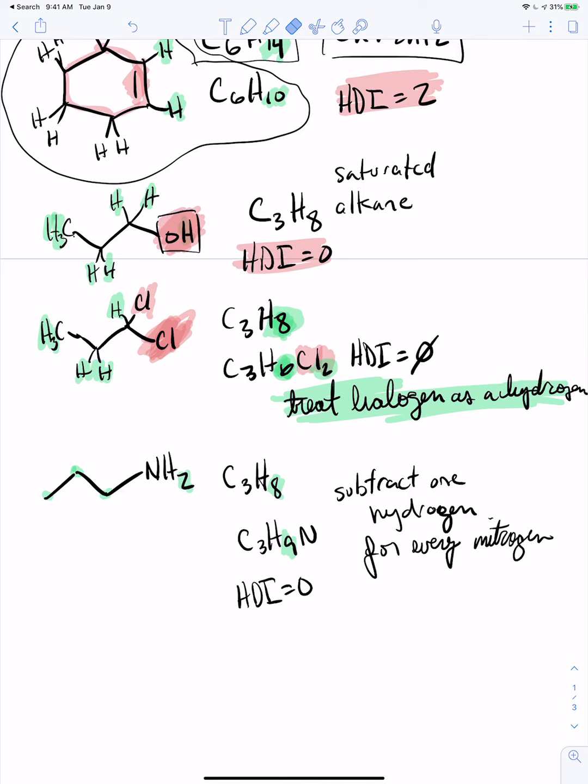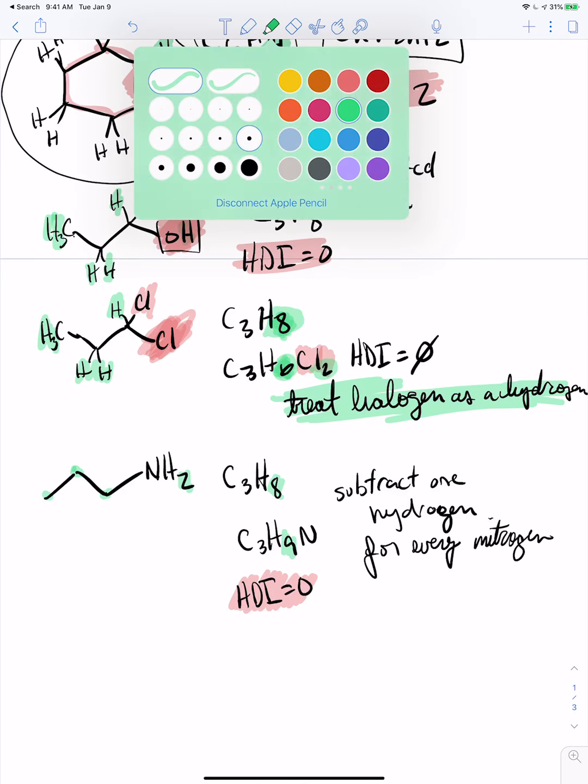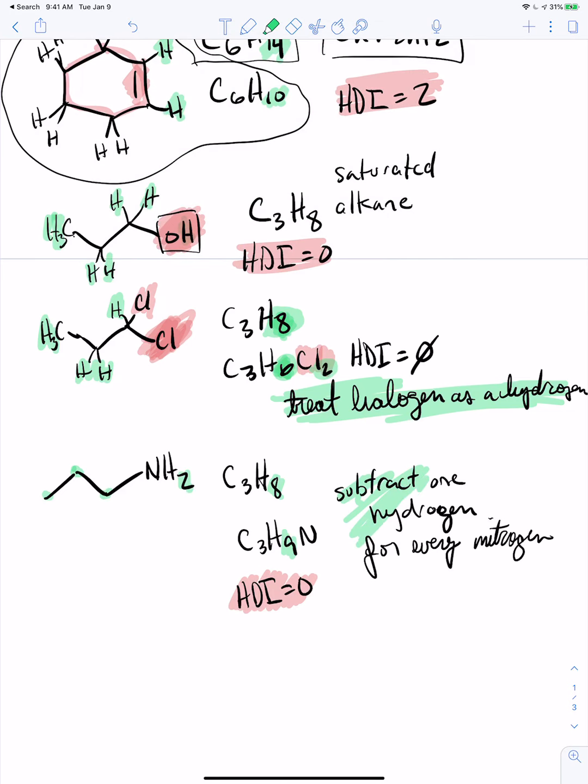So you can think of the HDI as, by definition, accounting for the number of double bonds and the number of rings inside of a molecule. All of these other functional groups that I'm adding in make it look like I have fewer or more hydrogens than I should compared to the parent chain, so I just need a rule to fix that when I see those present. And that's all we're deducing here.